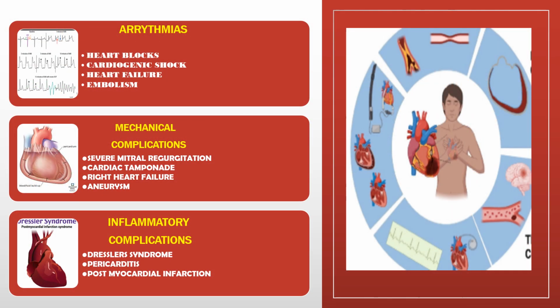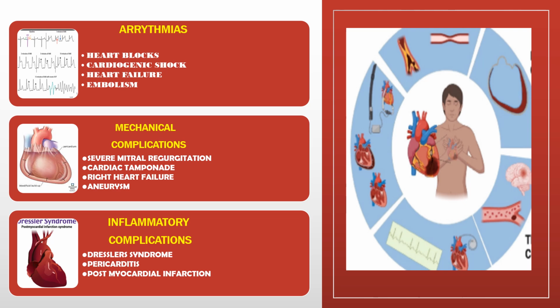Next, we come to the complications. The complications are divided into three: the arrhythmias, mechanical complications, and inflammatory complications. Under arrhythmias, we will see heart blocks, cardiogenic shock, heart failure, embolism. Under mechanical, you will see severe mitral regurgitation, cardiac tamponade, as you can see in the picture. There is right-sided heart failure, and there is aneurysm. That is of the blood vessel itself. The wall of the blood vessel has become very thin or very fragile, so that leads to an aneurysm.